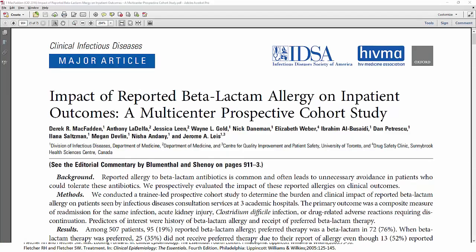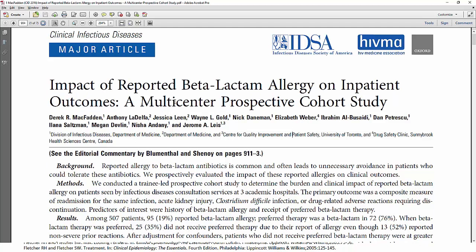So here's an actual example. This article, "Impact of reported beta-lactam allergy on inpatient outcomes," tells you in the title that it's a prospective cohort study. Now, don't worry too much about what they're actually doing. Beta-lactam is a class of antibiotics, so don't really worry about what beta-lactams are. I'm just trying to show you the design of this study.